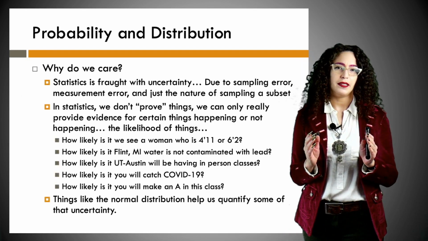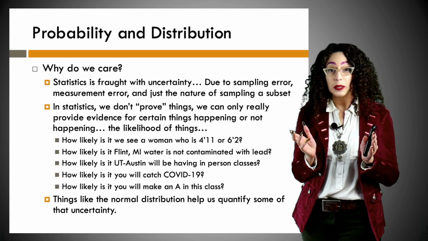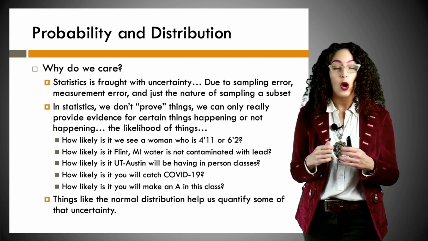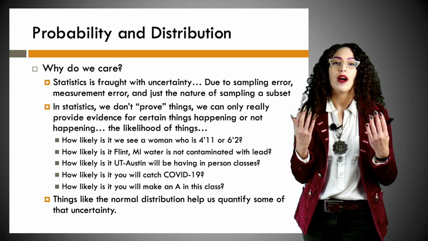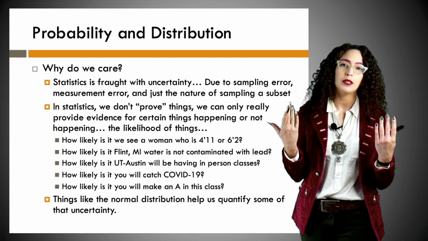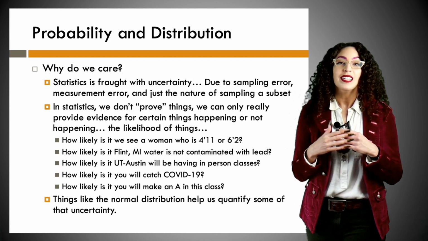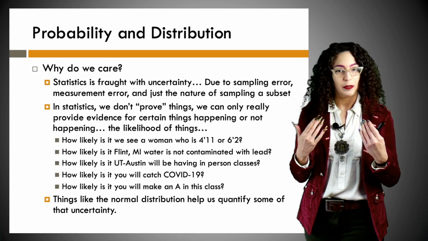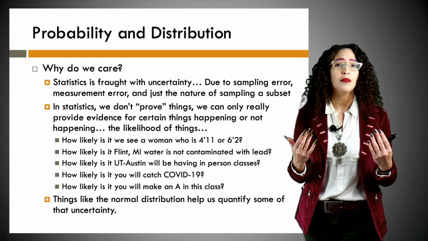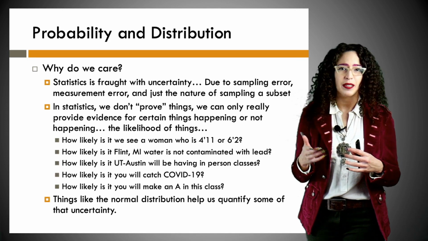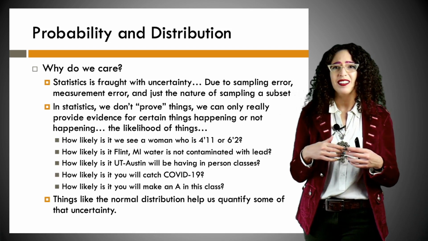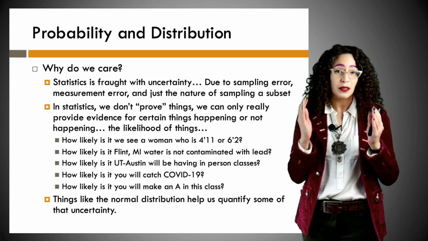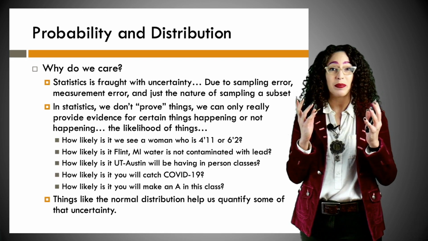Let's zoom out for a second and answer that question that you're probably screaming at your computer at this point, which is, why do I care? Why do we care about probability and distributions? It can be incredibly helpful because much of life, and especially statistics, has so much uncertainty due to sampling error, which we'll talk about, or due to measurement error, or just the nature of taking a sample from that whole population.